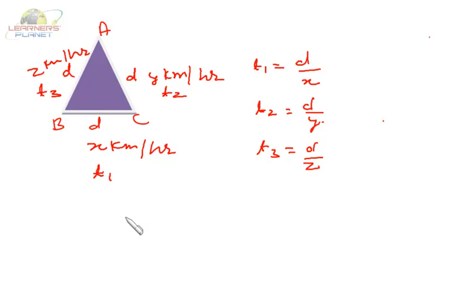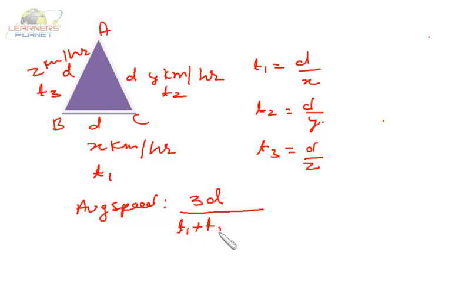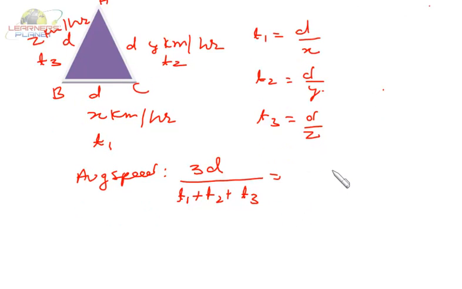Now let's calculate the average speed. It is total distance by total time. What is the total distance? That is d plus d plus d, that is 3d. And what is the total time? That is t1 plus t2 plus t3. Now let's put the values of t1, t2 and t3 in terms of x, y, z and d. So it is 3d over d by x plus d by y plus d by z.